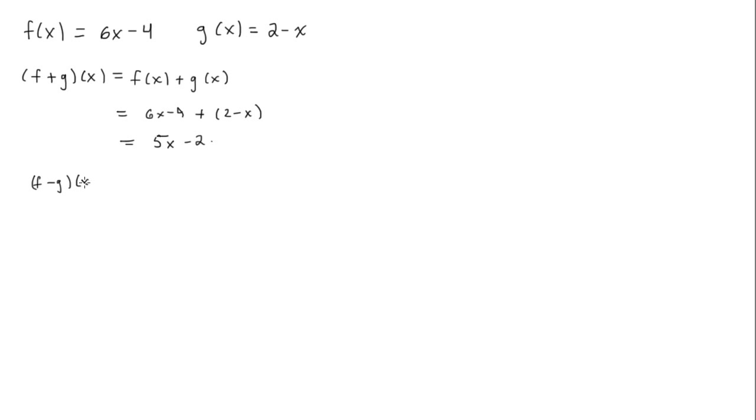Similarly, f minus g is going to be almost the same thing, except this time we subtract. So the value of f minus g at a point x is f of x minus g of x. Just evaluate the two functions separately and then subtract. So for us, we have 6x minus 4, and then we need a minus right here because we're subtracting g, which was 2 minus x. So here we simplify, and we get, careful with the double negative, actually 7x minus 6.